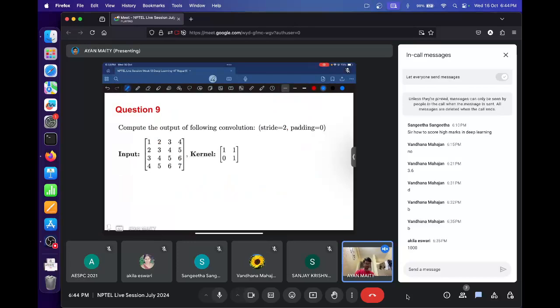Now question 9. So this is again on convolution. Compute the output of the following convolution with stride equals to 2, padding equals to 0. So this is the input image. This is a 4 by 4 input image, and the kernel is given, which is of 2 by 2 shape. So what will be the output of this convolution if we convolve this kernel with this input with stride 2 and padding 0?